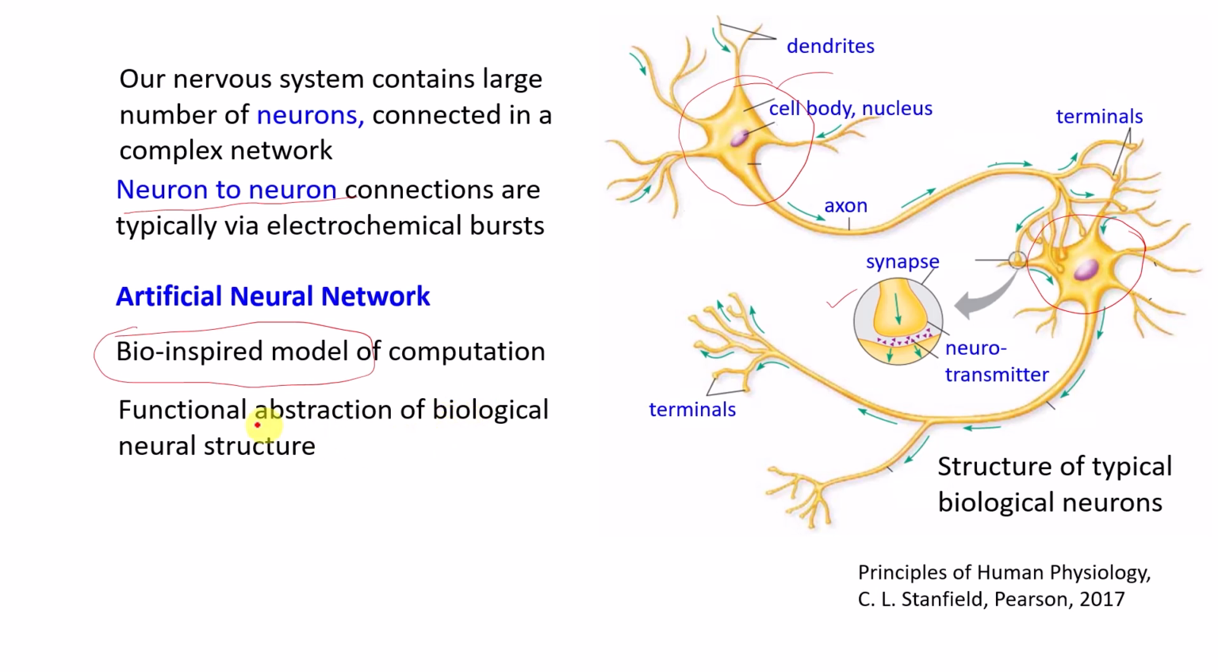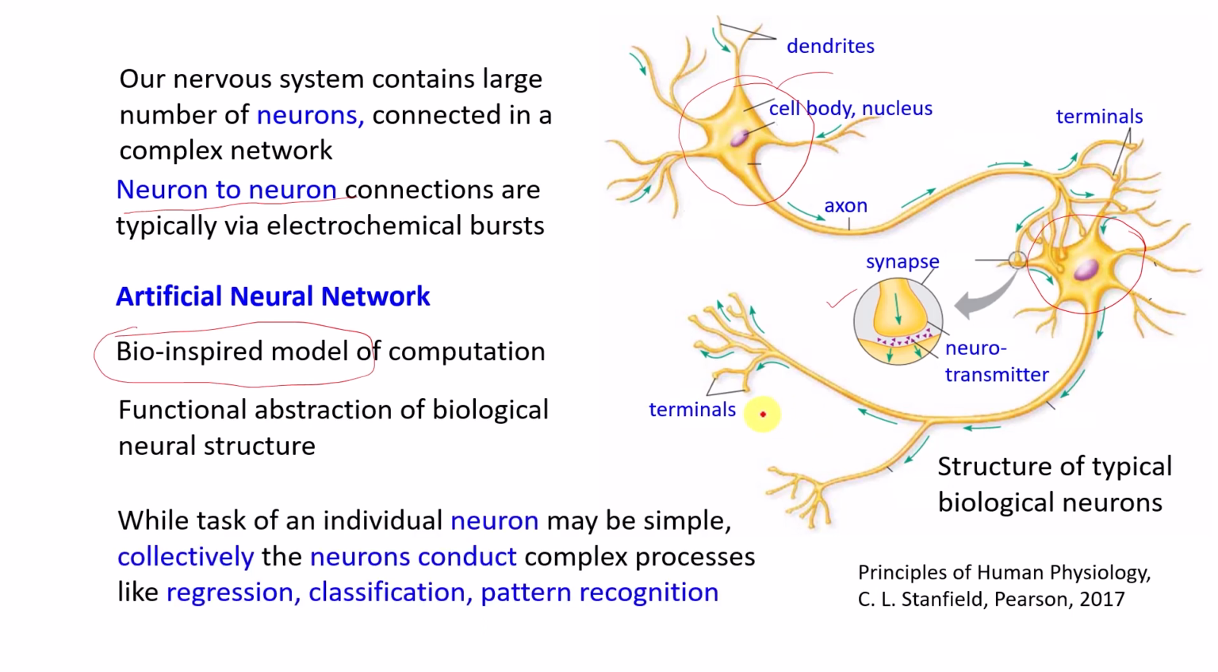And then we have a functional abstraction of biological neural structure. The way this system works, we have abstracted this in some way. We have simplified it. We have put it into a mathematical model. And then we are using it to solve very complex problems. As we have already mentioned, the individual neurons, task-wise, are simple, but collectively, they will solve complex problems like regression, classification, or recognizing very complex patterns.